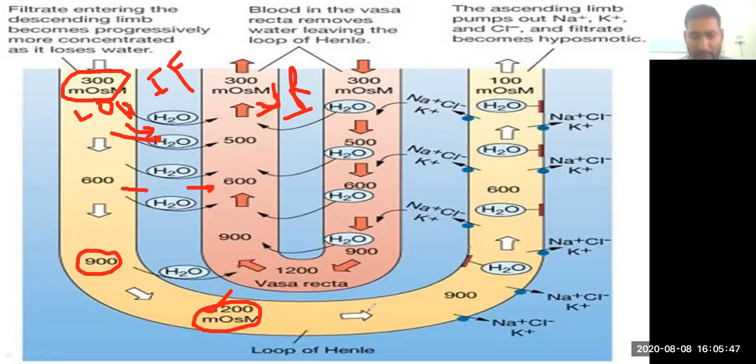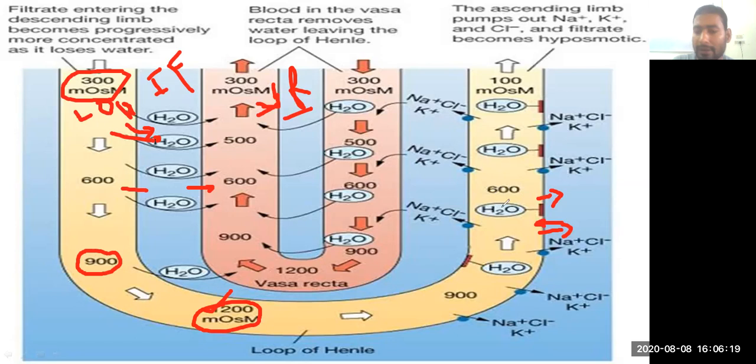Now here is 1200 milliosmolarity. And when you move to the other limb of the loop of Henle, which is known as the ascending limb, what is happening? It is permeable to the sodium chloride molecule, which is actively transported, but it is impermeable to other molecules. So that's why sodium chloride is going outside. When sodium chloride molecules go outside, and it is impermeable for water molecules, what will happen here?